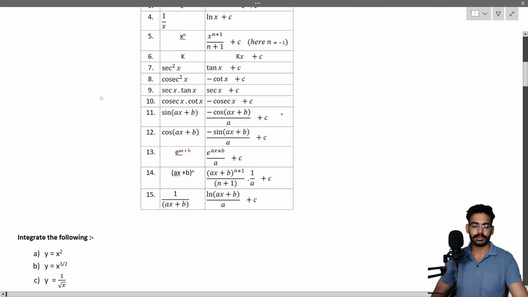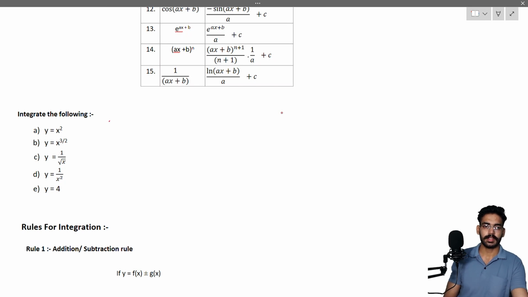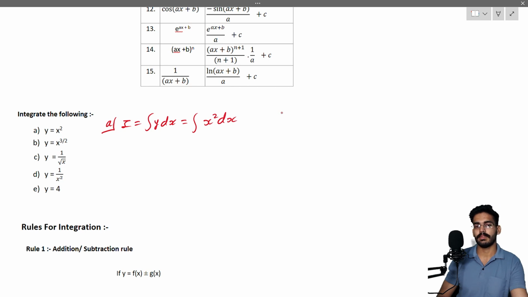Now let's do some questions based on this. Let's start with y equal to x square. For part a, we do the integration of y dx, so put the value of y given: x square. When you integrate, remember this thing: if you are integrating with respect to dx, the function which you are integrating should be in one variable, that is x only. If you are integrating with respect to y, like dy is there, the whole function will be in y. Here y dx is written, so y is one variable and x is another variable. So you have to replace this y in terms of x, and we know y is equal to x square.